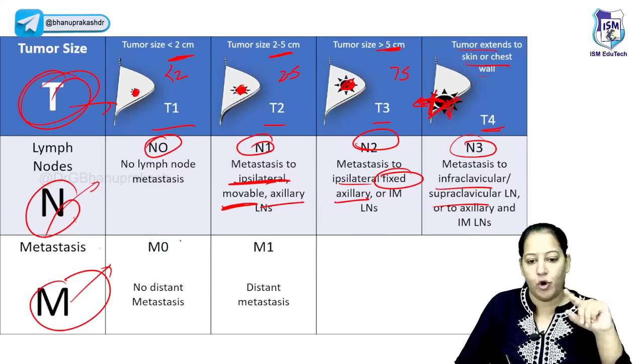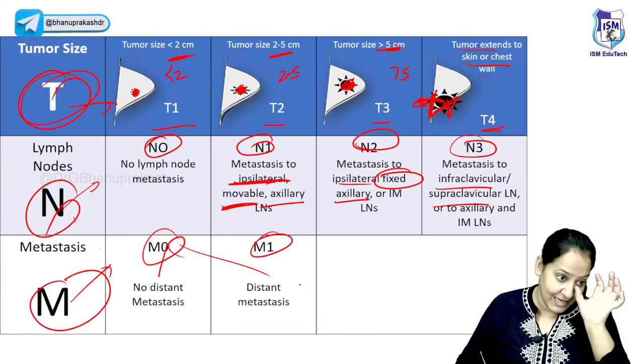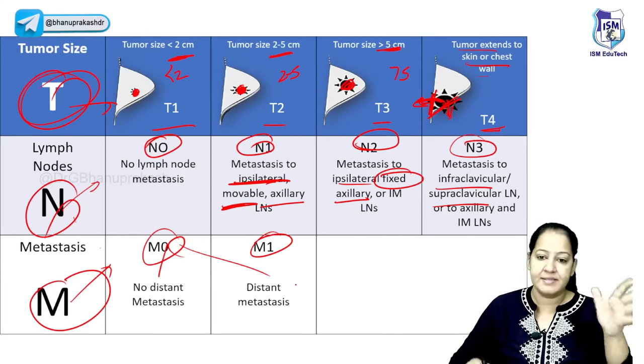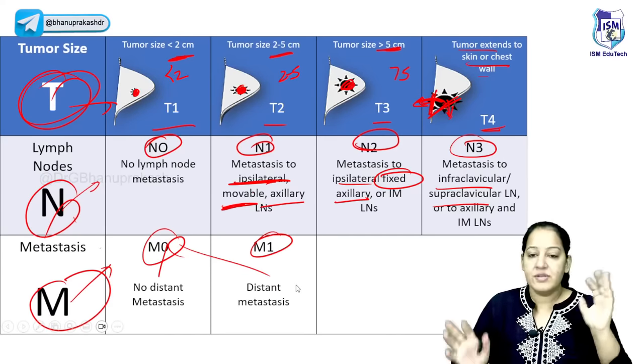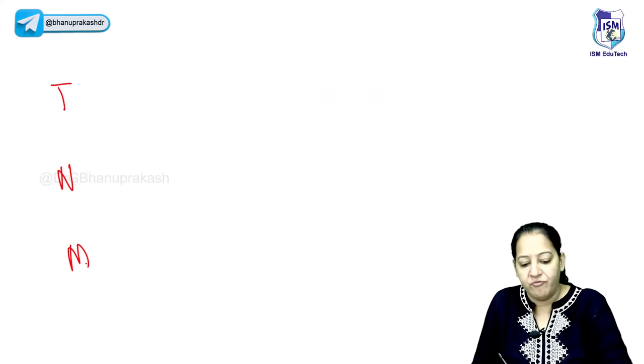And metastasis, only two options, M0 and M1. No mets and mets. Even a single met in the liver, in the bone, in the brain, anywhere, is considered M1. Got my point? So decide the T. Decide the N, decide the M for your patient.